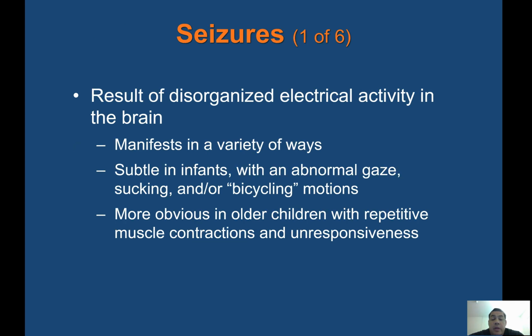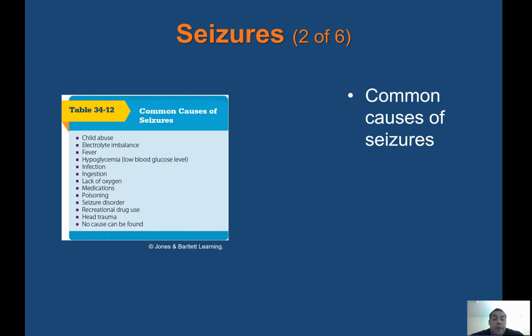Seizures, the result of disorganized electrical activity in the brain, manifest in a variety of ways. Subtle in infants with abnormal gaze, sucking and or bicycling motions. More obvious in older children with repetitive muscle contractions and unresponsiveness. So have all these common causes of seizures down. You don't diagnose in the field; have them be seen by a physician, have them transported.